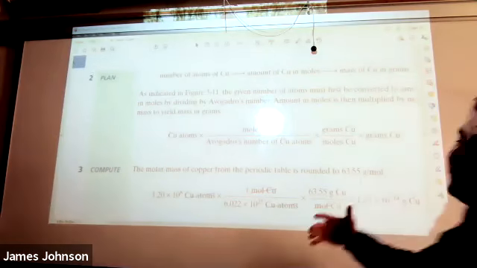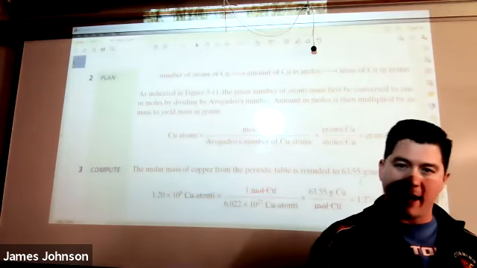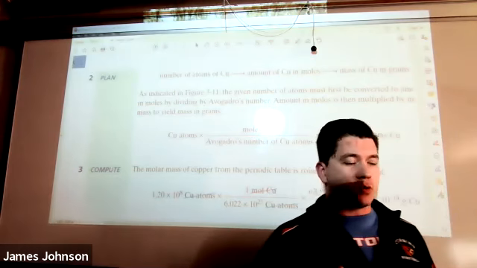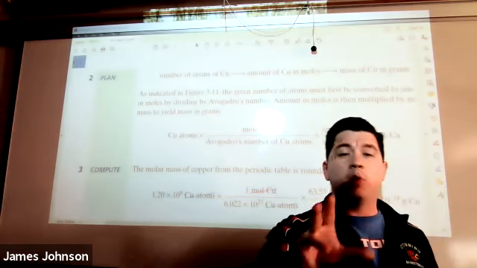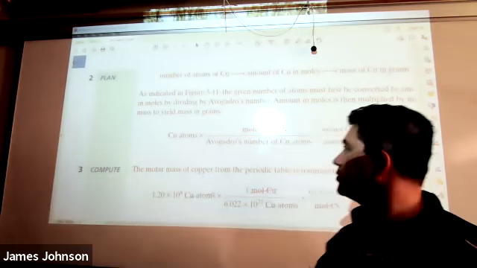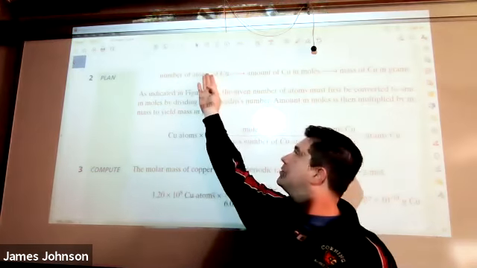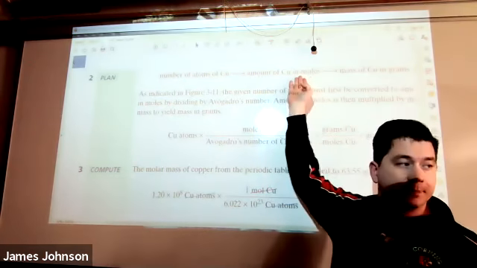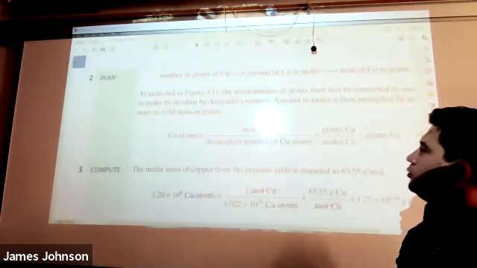So we cannot actually go directly from atoms to grams. If you remember, the only thing that we can do directly is go from atoms to moles, but we can then go from moles to grams. And so our strategy is, again, starting with the number of atoms we have, we can convert into a number of moles. And then once we're in moles, we can convert to grams.